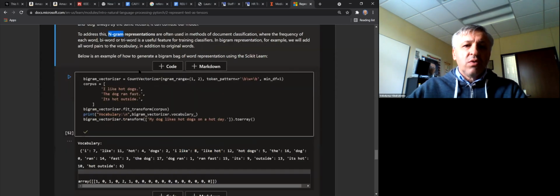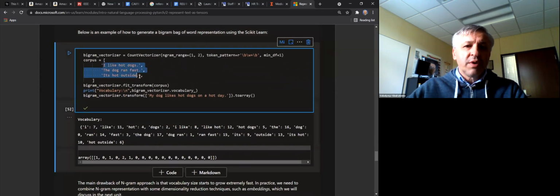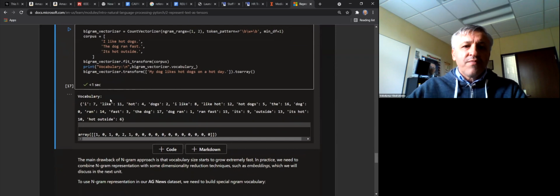So here's an example, going back to this small corpus that we used previously. If we go and try to build the vocabulary here, our vocabulary is going to have all the individual words, and for all of these words, we will have an index where this word appears. But then it also has pairs of words. So there is I and like, there is like and hot, there is hot and dogs, and so on. And so we will also have these pairs of words as part of our extended vocabulary. And then we can build bag of words against this vocabulary.